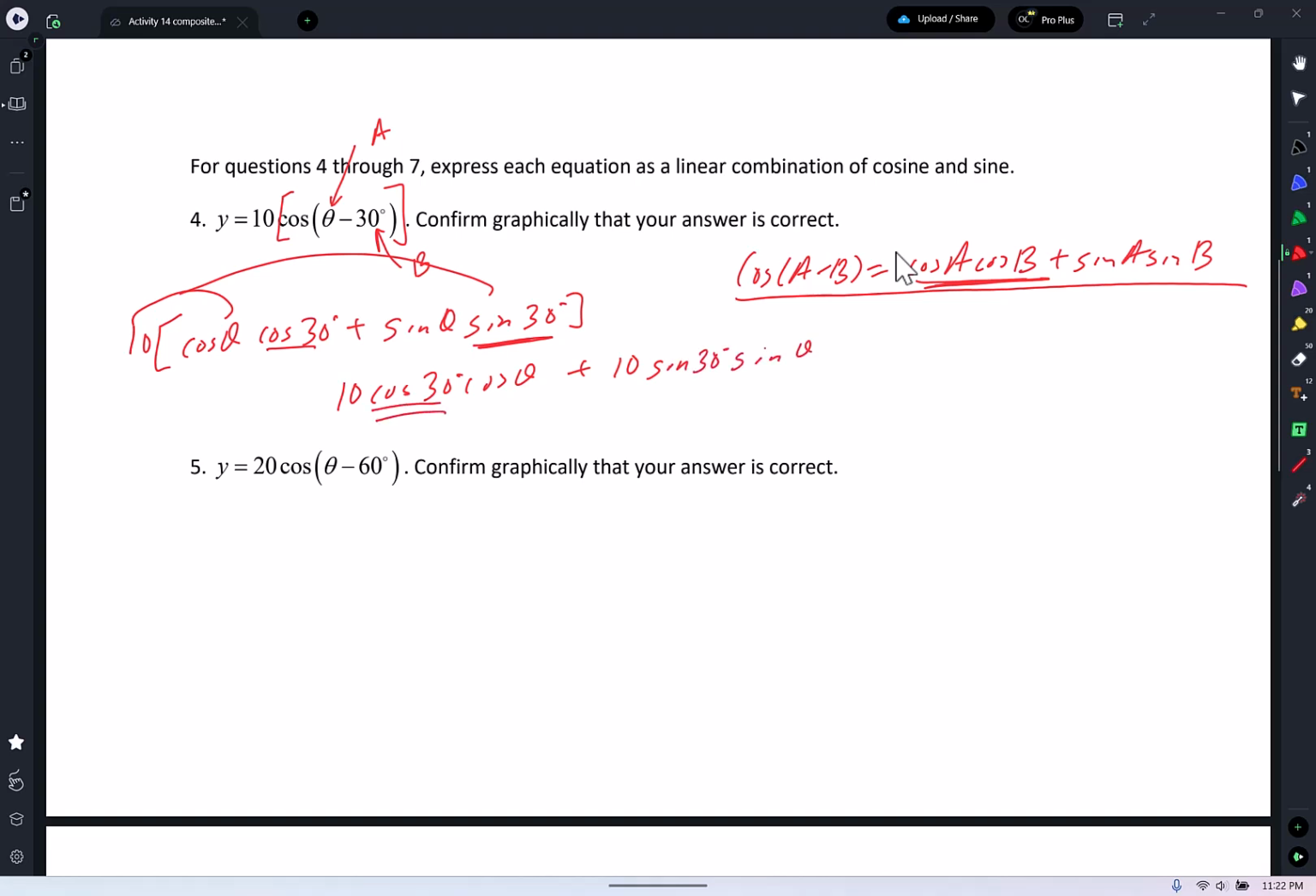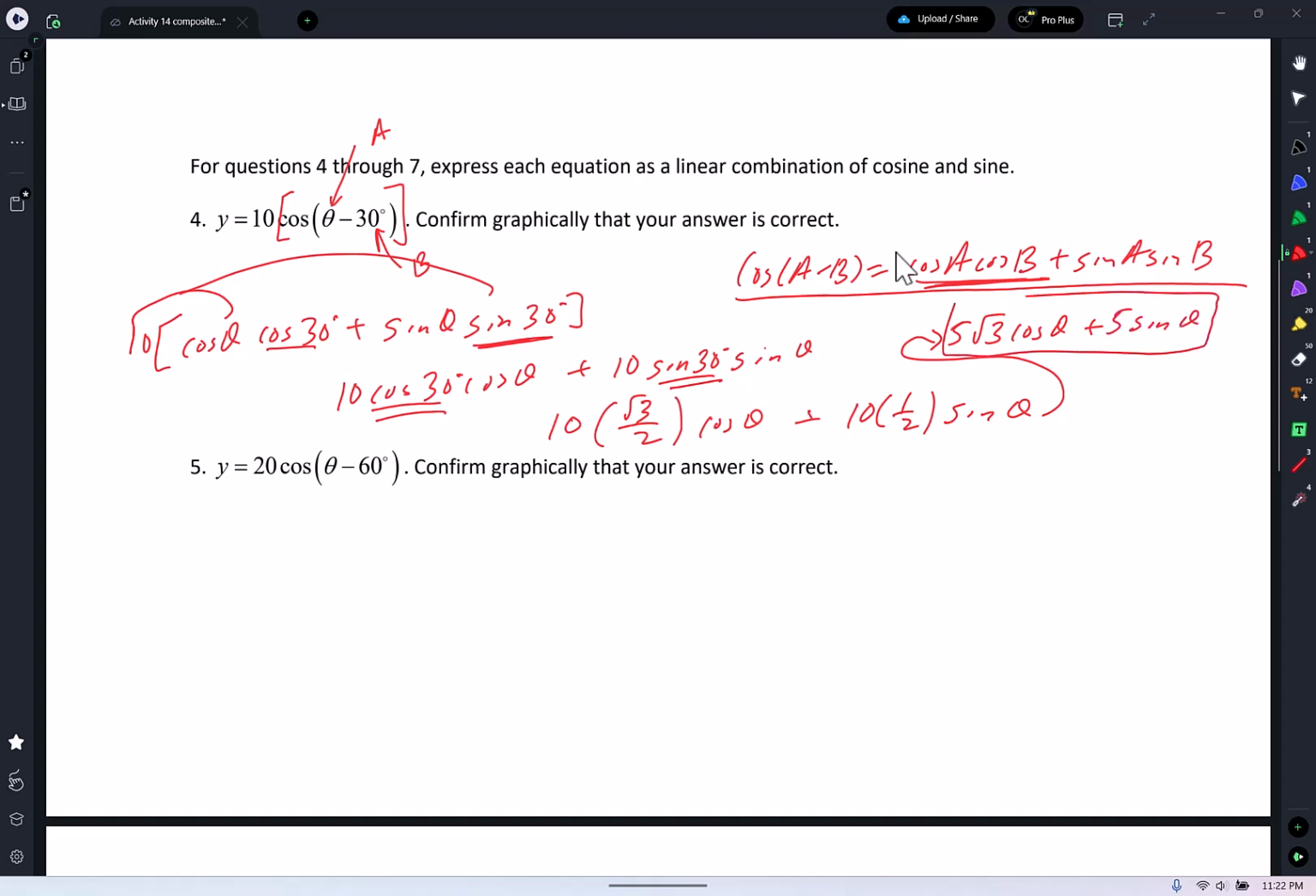And then cosine 30 degrees, we know what that is. That is square root of 3 over 2 with a cosine theta plus, and then we know that sine 30 degrees is half, right? So 10 parenthesis half sine theta. So finally, you get your answer, which is this. 2 goes into 10 5 times, so 5 square root of 3 cosine theta plus half of 10 is 5, so 5 sine theta. And there it is, guys. And yes, this is equivalent to this.